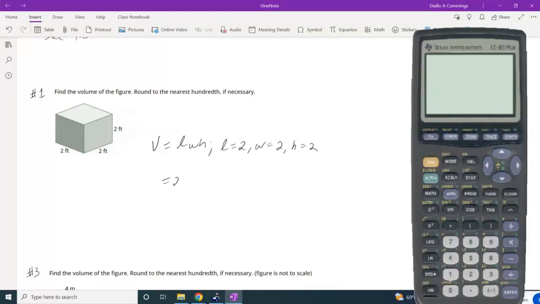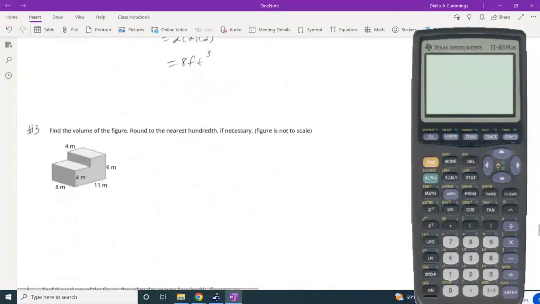If we multiply all those things together, we're going to get 8. And since volume is measured in cubic units, it's going to be cubic feet. Okay, so volume is in cubic units, area is in square units, and perimeter is in the unit alone. All right, so that would be similar to your number one, just a cube.